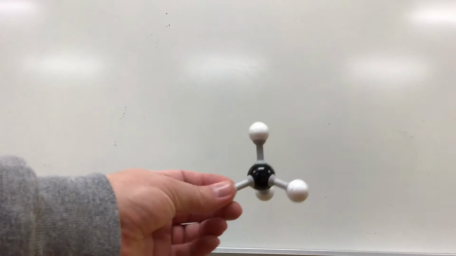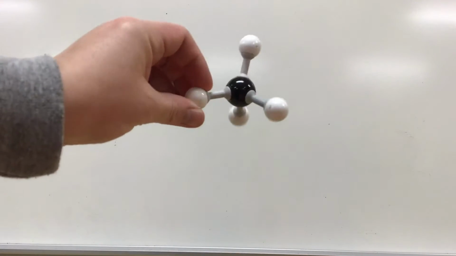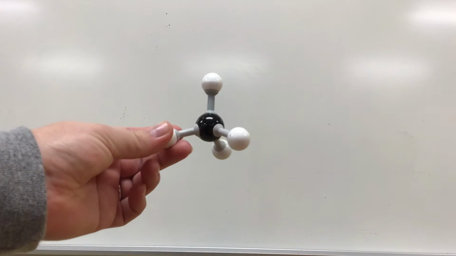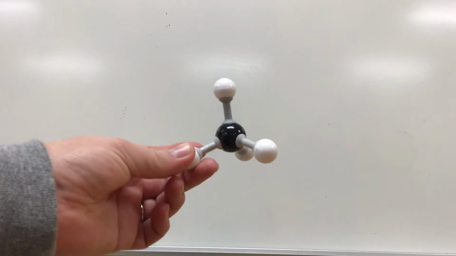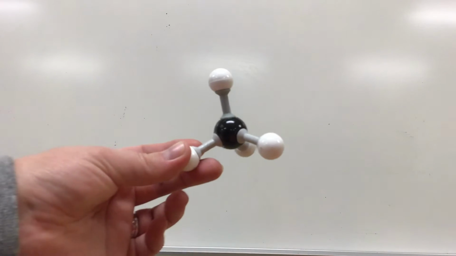4 electron domains is tetrahedral. Okay, and you can see very quickly that this is not planar at all, no matter how I rotate it. And so this is 4 electron domains, and the bond angles here, this is the funky one, the bond angles are approximately 109.5 degrees in a tetrahedral.